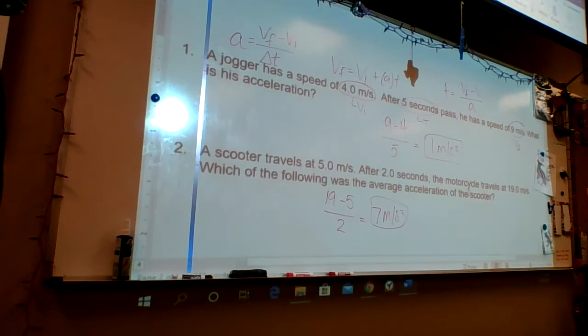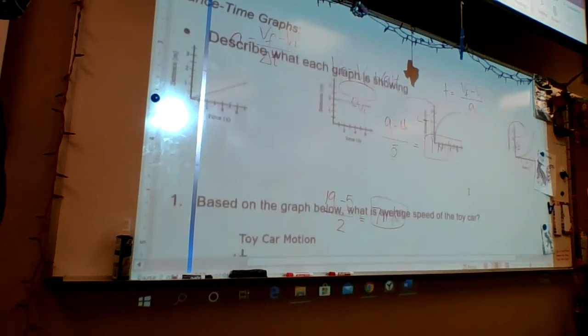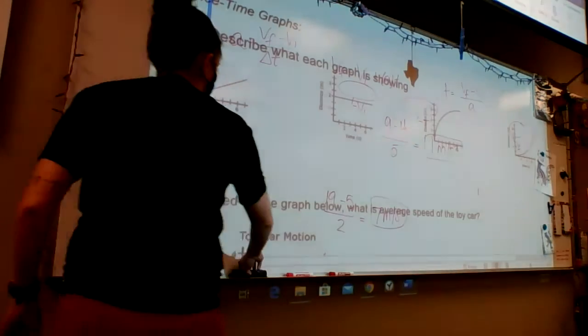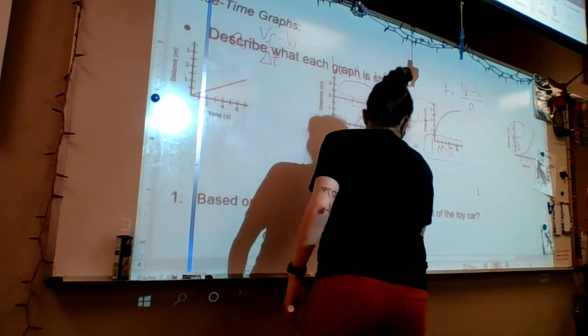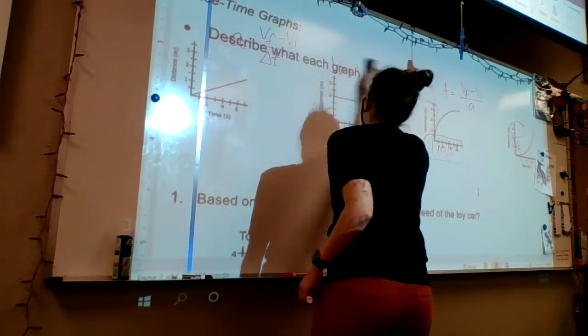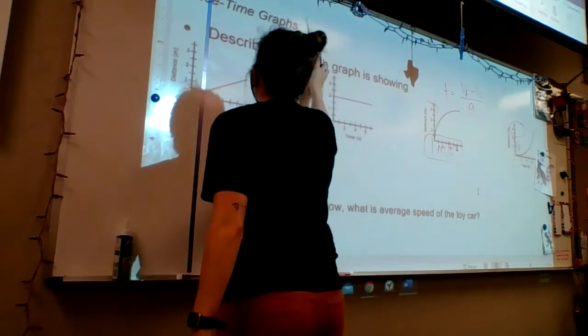The most recent thing that we have talked about are these distance time graphs. So let's look at what these lines mean.